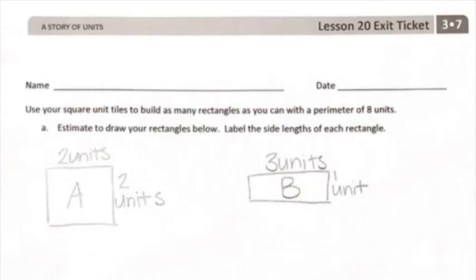Use your square tiles to build as many rectangles as you can with a perimeter of 8 units. Estimate to draw your rectangles below and label the side lengths of each rectangle. 8 divided by 2 is 4, so when I add up my two side lengths, it's going to have to equal 4. So I have rectangle A, which is actually a square because all the side lengths are 2 units. I have rectangle B, which is 3 units by 1 unit. So those are my two examples I made.